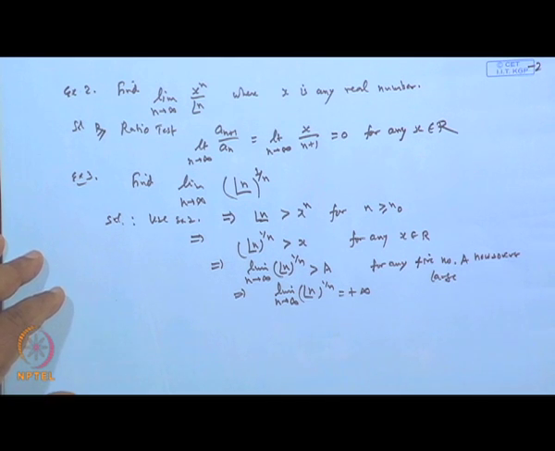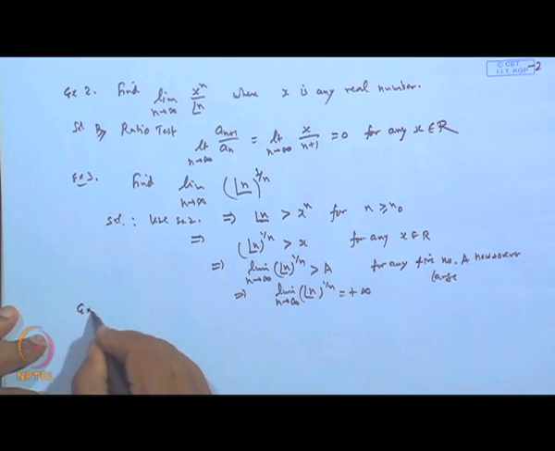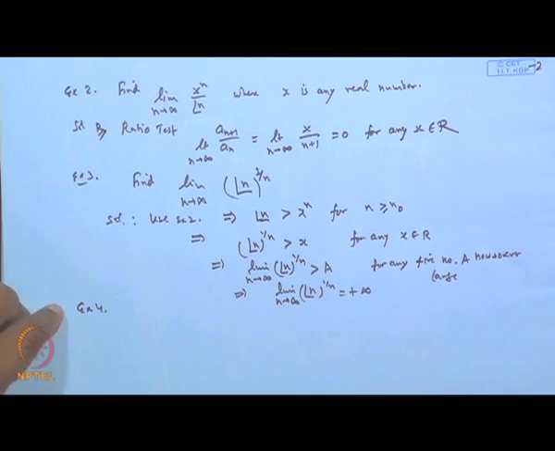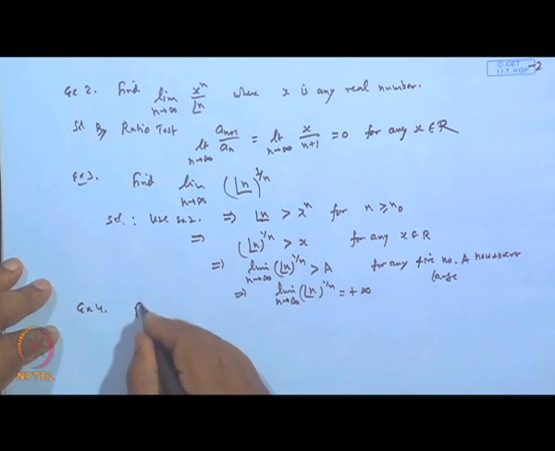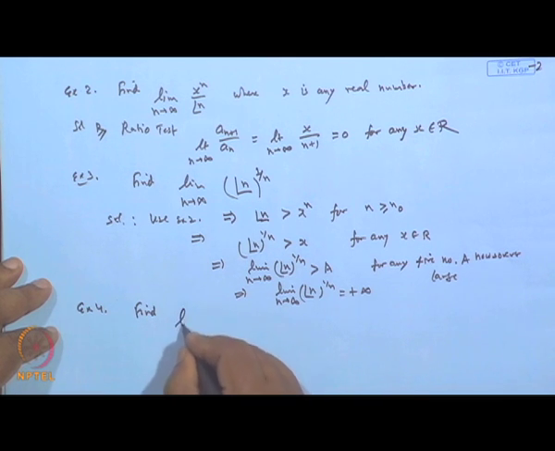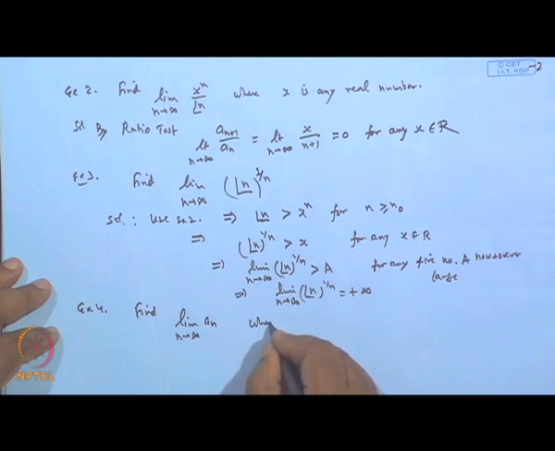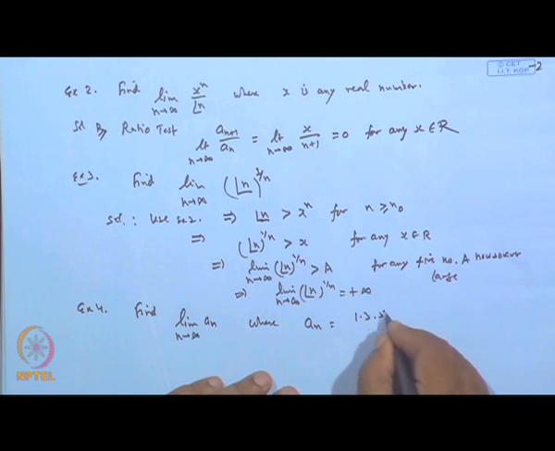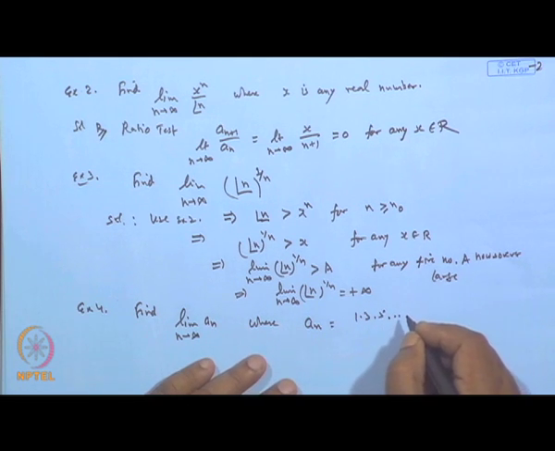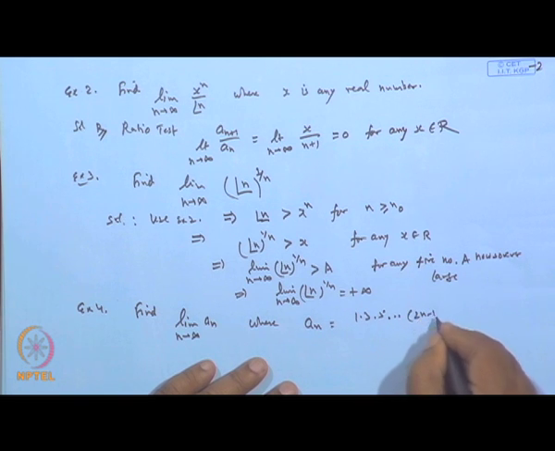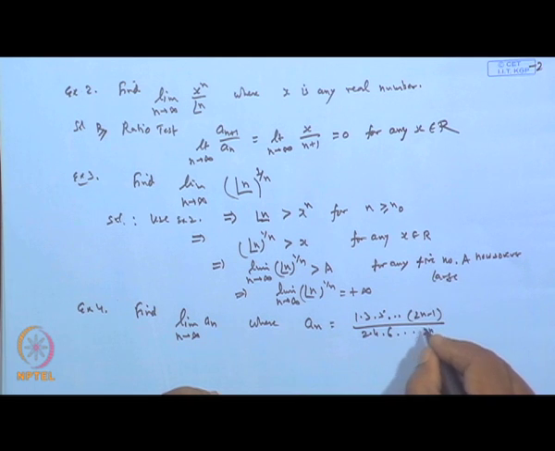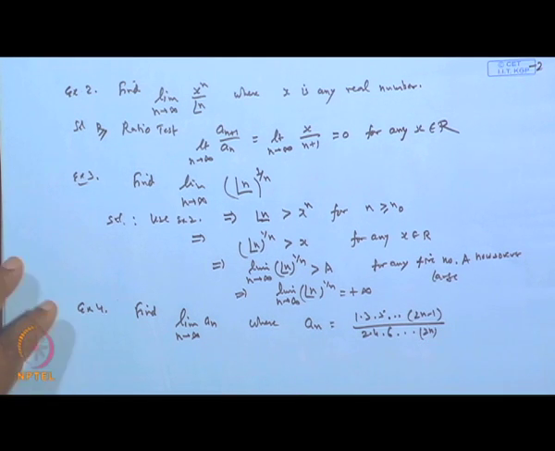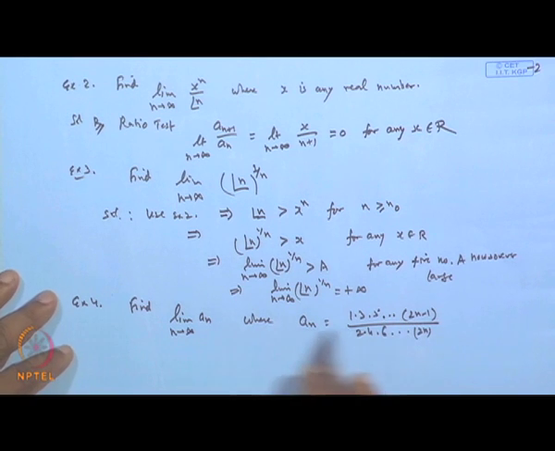Now, exercise 4: find the limit of a n when n tends to infinity, where a n is 1, 3, 5, up to 2n minus 1, over 2, 4, 6, up to 2n. Suppose this is our a n. Now, these are all positive terms.